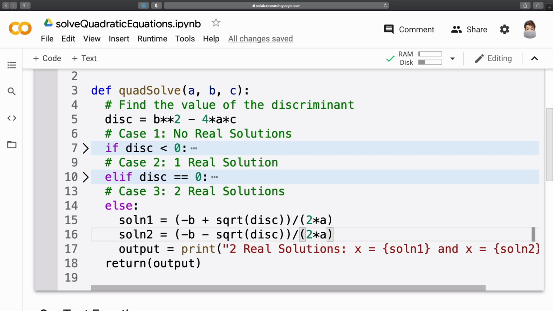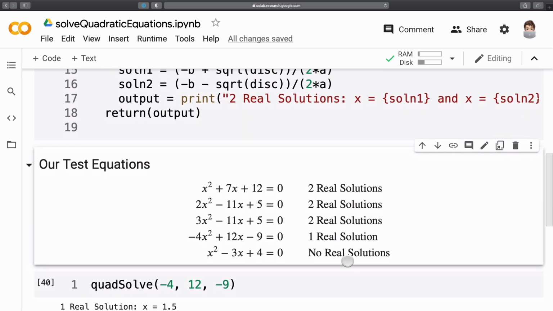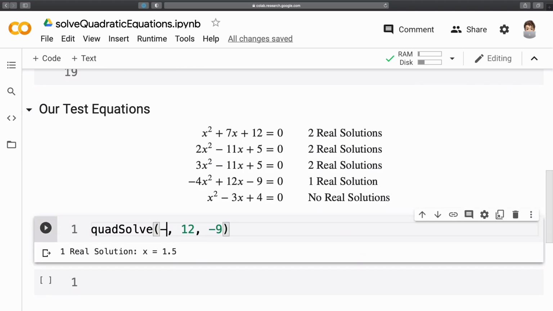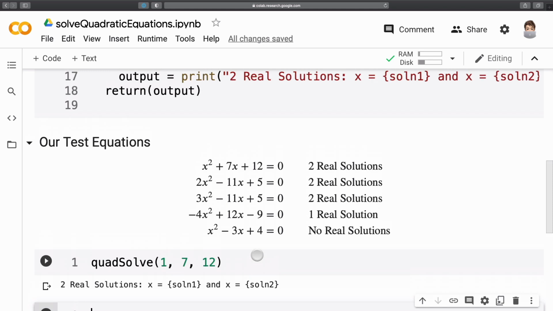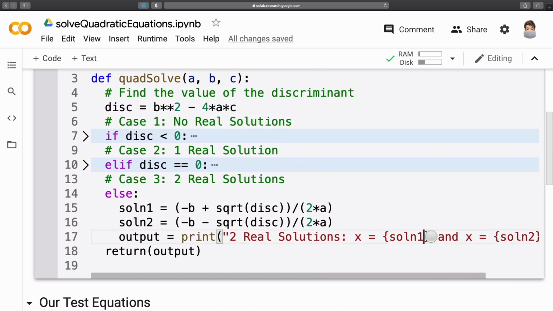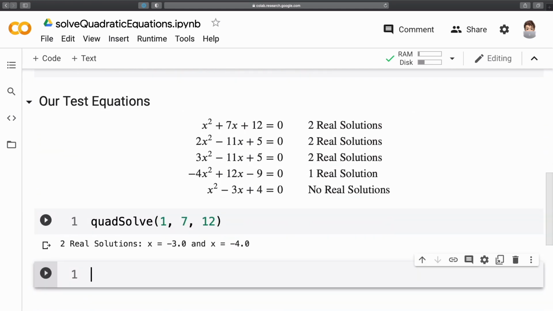And watch what happens when I run this. So we're going to go back down, and we want one with two real solutions. So let's try this. We'll use the case where we have 1, 7, and 12. Well, we get two real solutions, but it hasn't given us the solutions. We must write that string as an F string because we are asking for the values of solution 1 and solution 2 to be substituted. So we have an F string now, and now we will actually see the values of those two real numbered solutions.